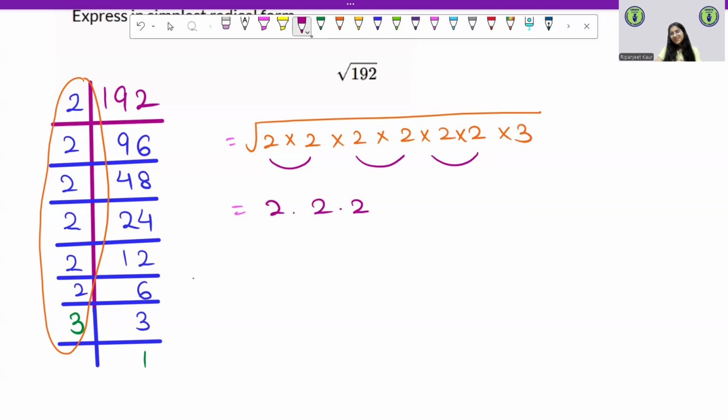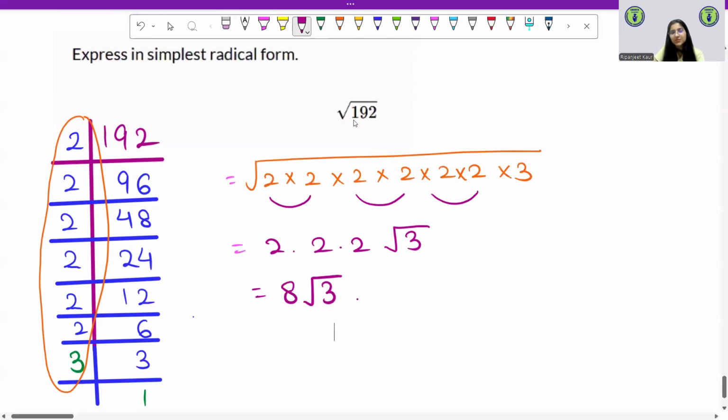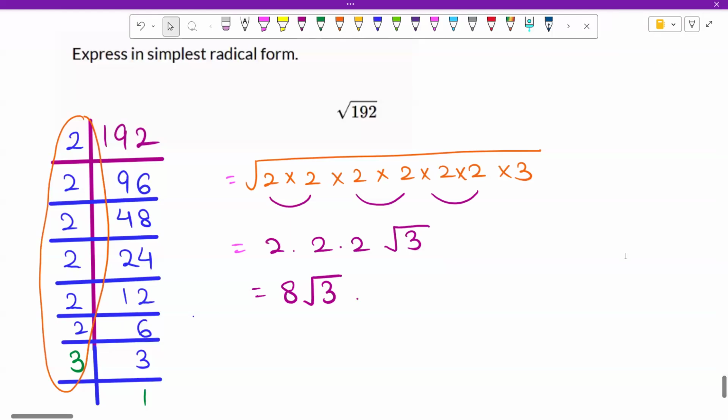And what are we left with? 8 and 3. Square root of 3. So it's 8 and square root of 3, which is our final answer for expressing this question in the radical form. Any question in any part? No. Okay. So you can make a note of this, then we'll move forward.